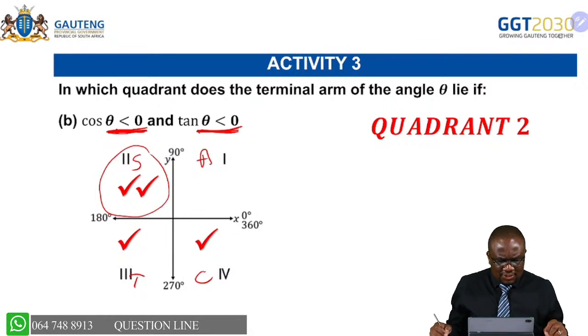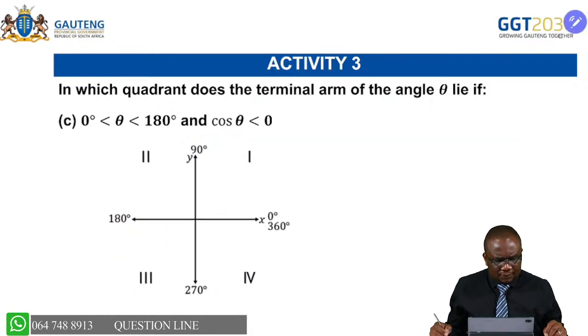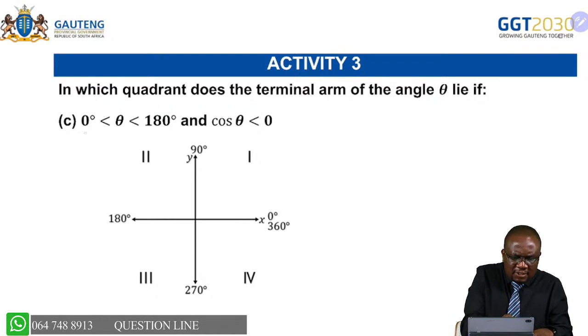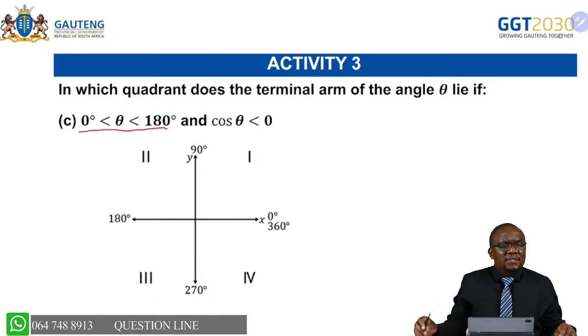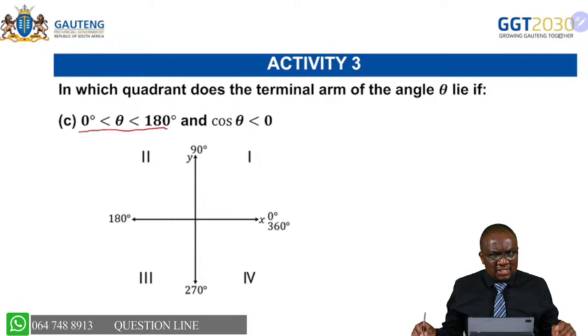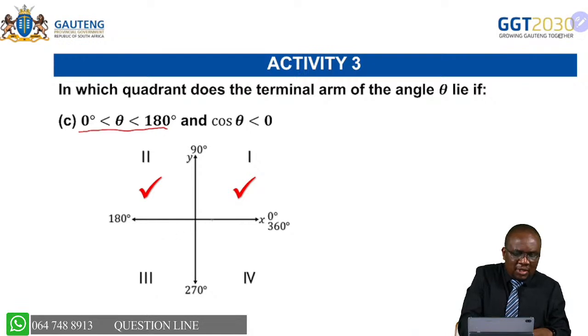Right, let's go to C. Right, what is the meaning of this? It means the angle is between 0 and 180 degrees. So which quadrant are these ones where the angle is between 0 and 180 degrees? It should be quadrant 1 and quadrant 2. You see, these are the angles between 0 and 180 degrees. Okay, CAST.